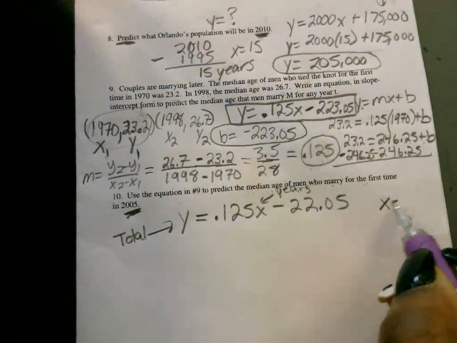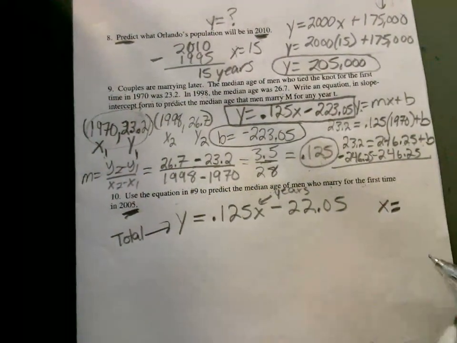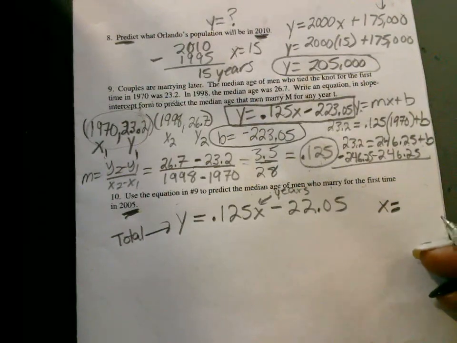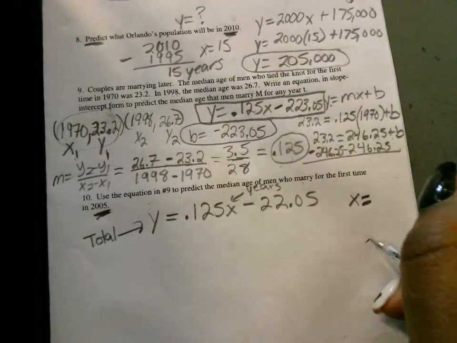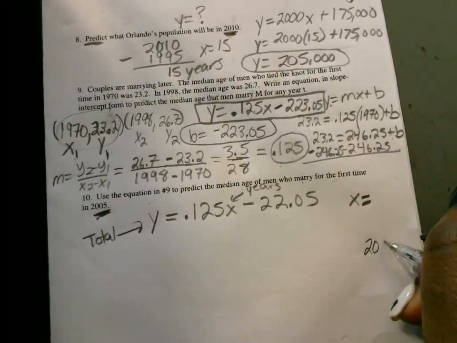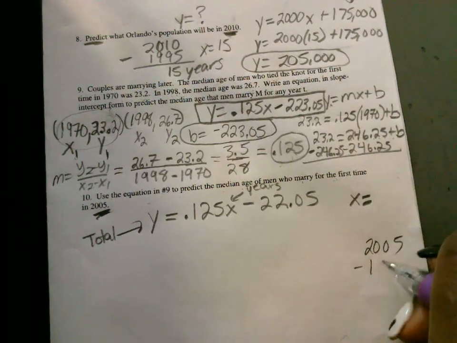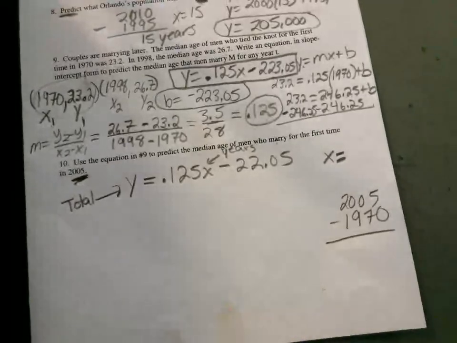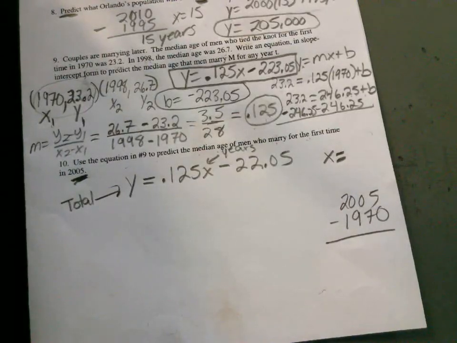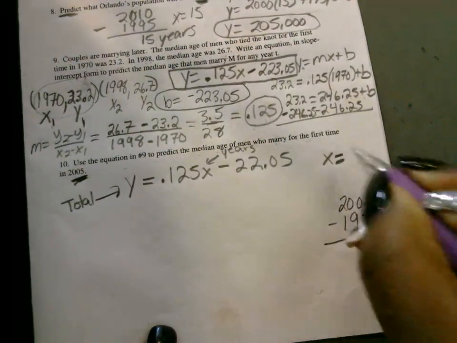So how do we figure out what X is going to be? If the starting year is 1970 and they want to get all the way to 2005, what do we do with those two numbers? Subtract. Very good. 2005 minus 1970. Type that in the calculator and see what you get. 35. Very good. It is 35 years. So X is 35 years.